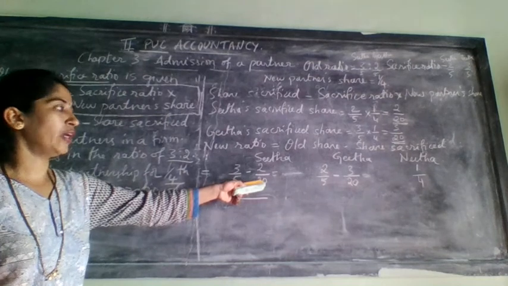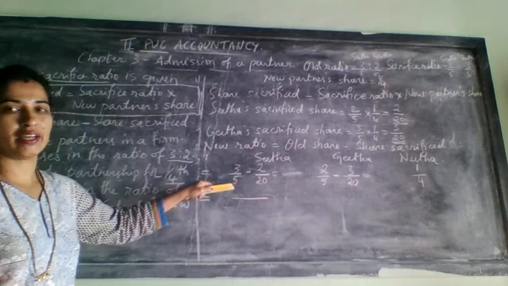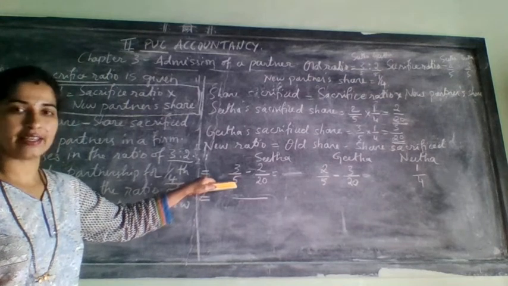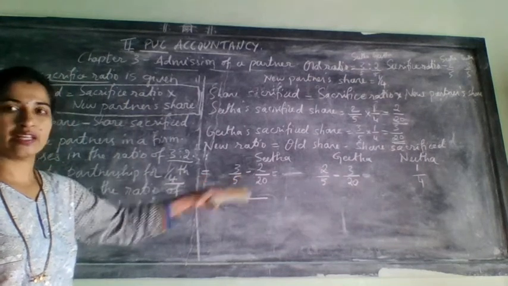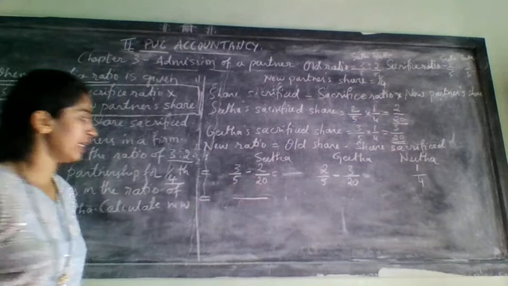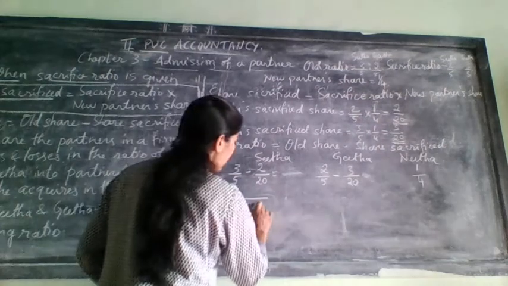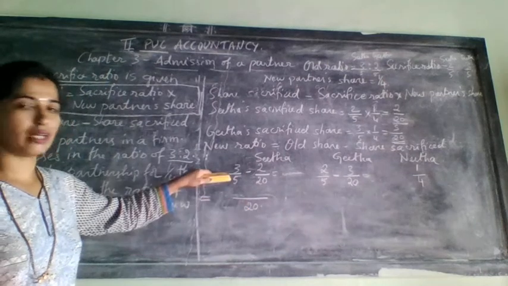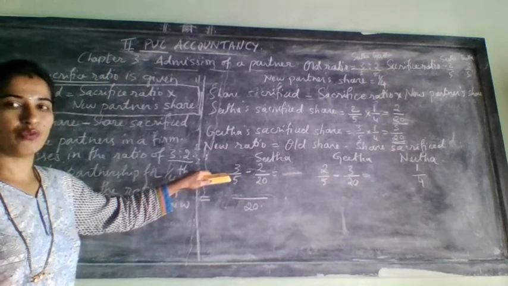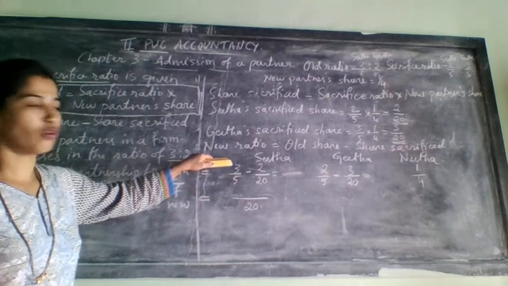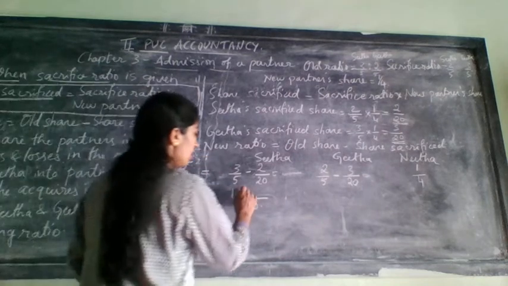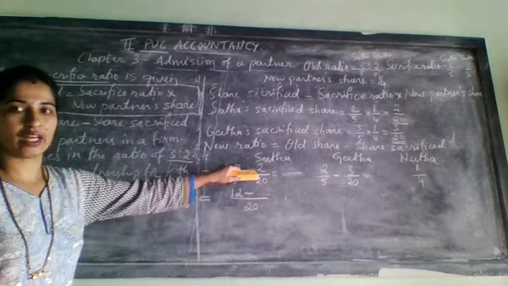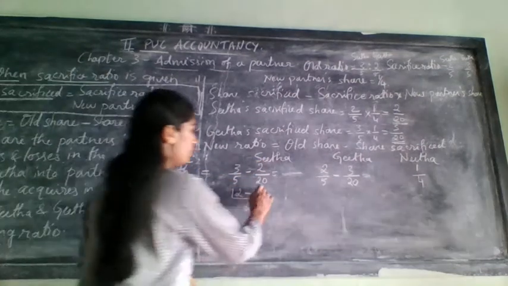Just check 20. Can 20 be divided by 5? Whether it is there in the 5 table, yes. 5 fours are 20. So you can take 20 as a common denominator for both. Now take your calculator. 20 divided by 5, how much will it come? 4. 4 into 3, 4 threes are 12. Minus 20 divided by 20, you will get 1. 1 twos are 2.